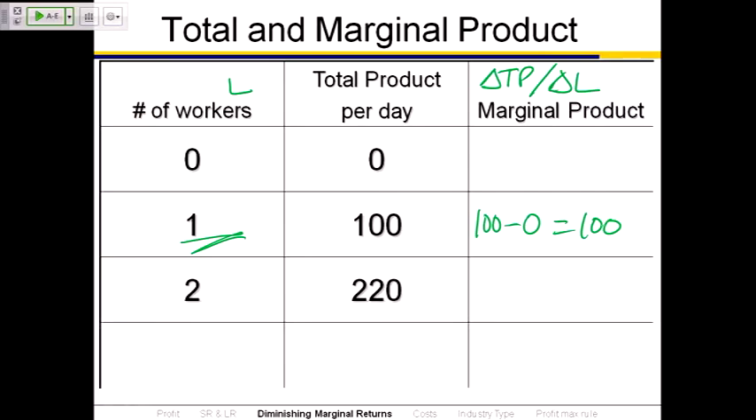The additional output from adding the second worker is the change in total output, 220 minus 100, divided by the change in the number of workers, 2 minus 1, or a marginal product of 120. By adding a second worker, the business can produce 120 more cups.